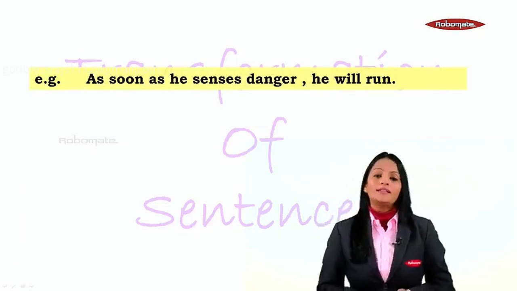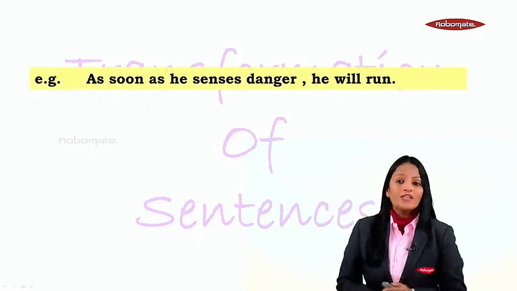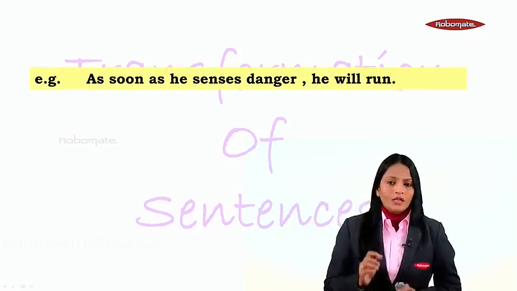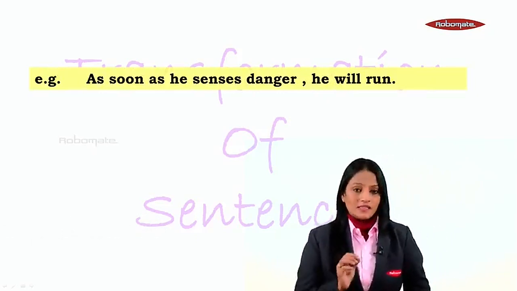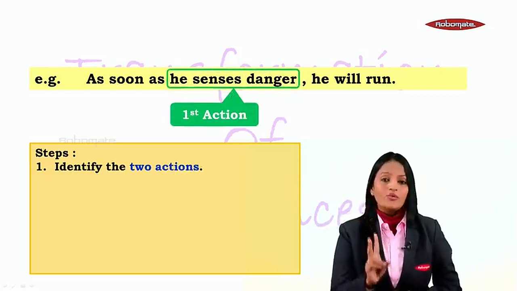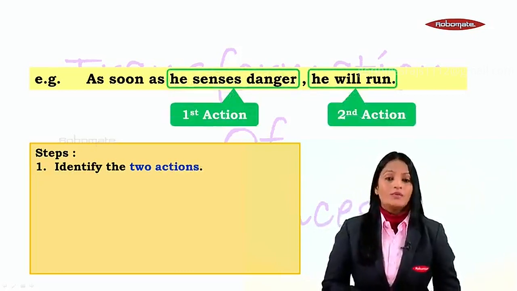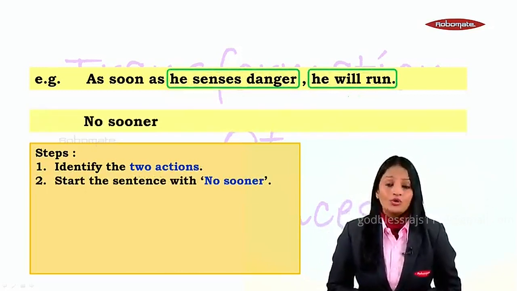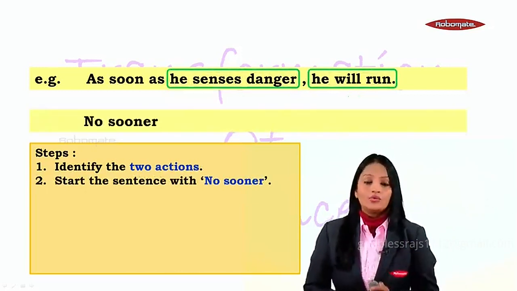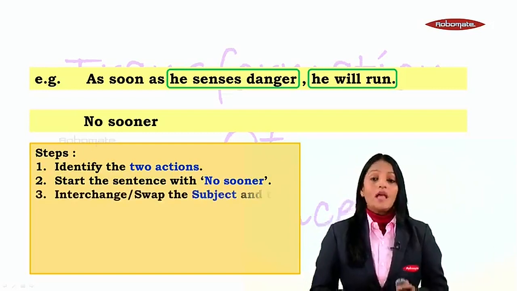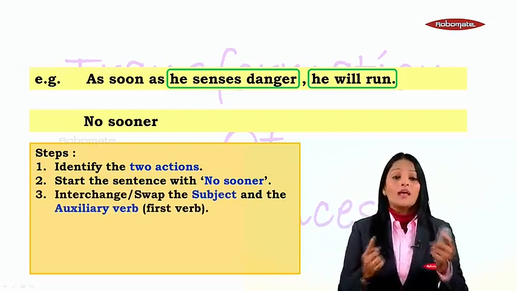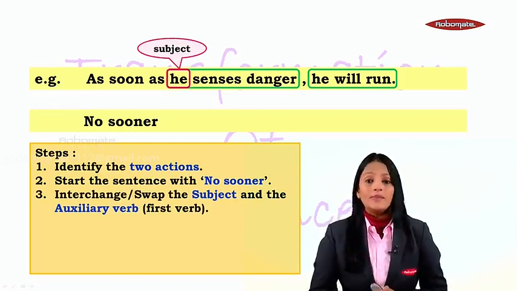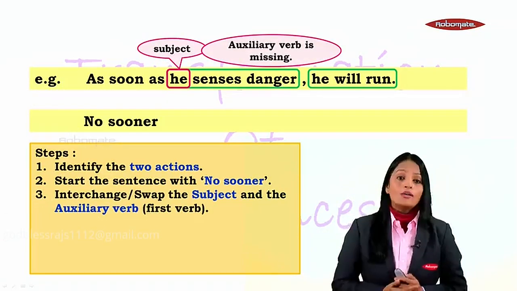Let's take a look at another sentence, students. "As soon as he senses danger, he will run." Now, students, he senses, okay? Once again, first thing, two actions. He senses danger, he will run. Next, what do we do? Start the sentence with no sooner. That means we write no sooner immediately out there. Next, we interchange the subject and the auxiliary verb. Now again, he is the subject, but there is no auxiliary verb.